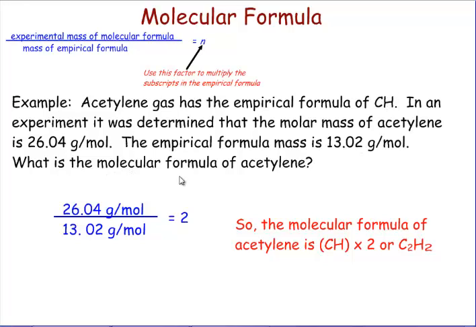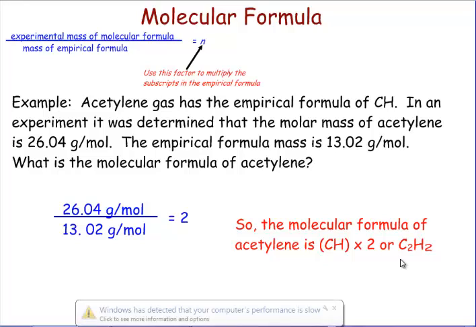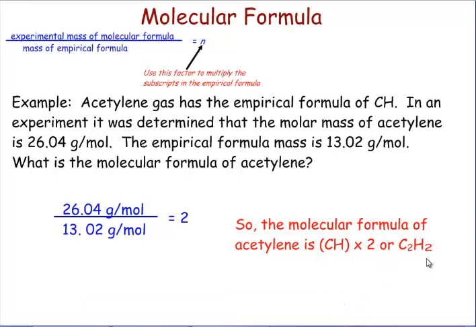So how do we figure out the molecular formula of acetylene? Well, based on my formula up here, I take the experimental value of the molecular formula divided by the empirical value, and notice we get a nice whole number. This integer is going to be used to multiply my empirical formula subscripts. So my molecular formula of acetylene is actually C2H2. The empirical formula, the lowest whole number ratio, was CH. My actual amount of atoms is C2H2. So that means I have 2 moles of carbon atoms for every 2 moles of hydrogen atoms in a sample of acetylene gas.